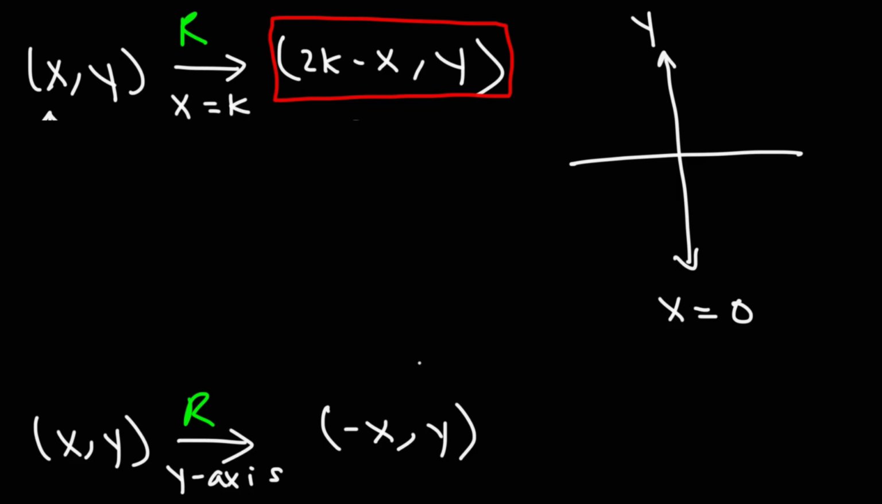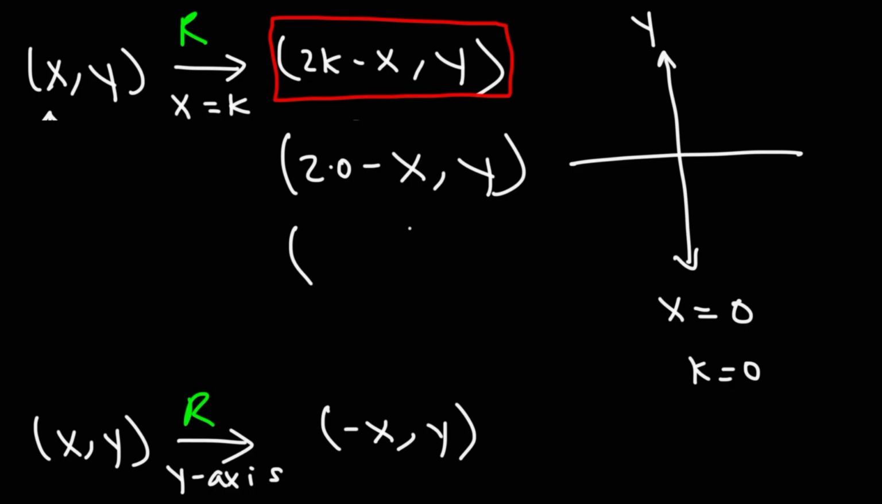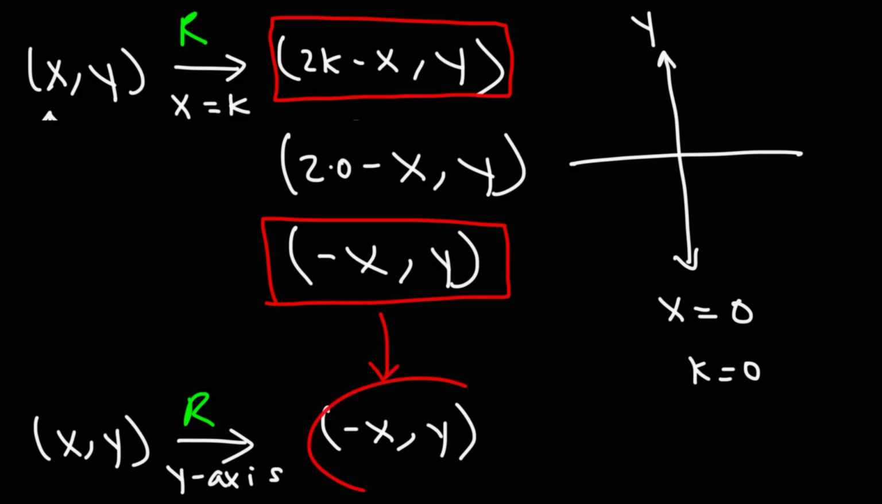So in this case, k is 0. Let's apply that k value to this formula. If k is 0, this becomes 2 times 0 minus x. 2 times 0 is 0. 0 minus x is -x. And we get this expression. So this expression can come from this equation. You just have to realize that when you're reflecting about the y-axis, you're reflecting about the line x equals 0, where k is 0. So if you know this equation, you can definitely get this answer as well.